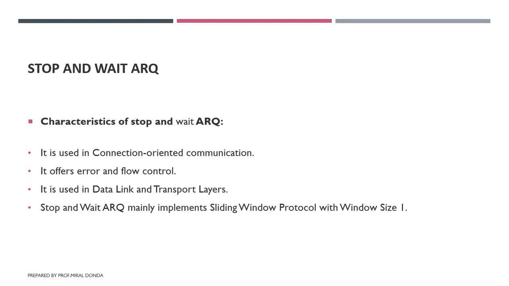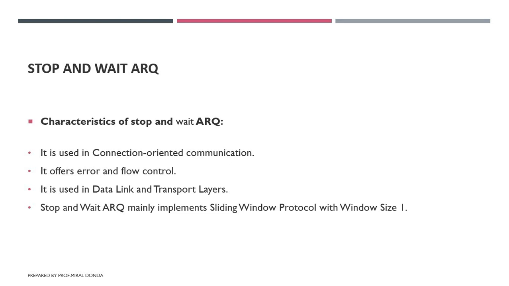It is used in connection oriented communication only. It is not used in connectionless. It offers error and flow control, as we are seeing algorithms for flow control and error control. So this is also one of the algorithms of error and flow control. It is used in the data link and transport layer. Stop and wait protocol lies in the data link layer. Here the stop and wait ARQ protocol is used in the data link as well as in the transport layer.